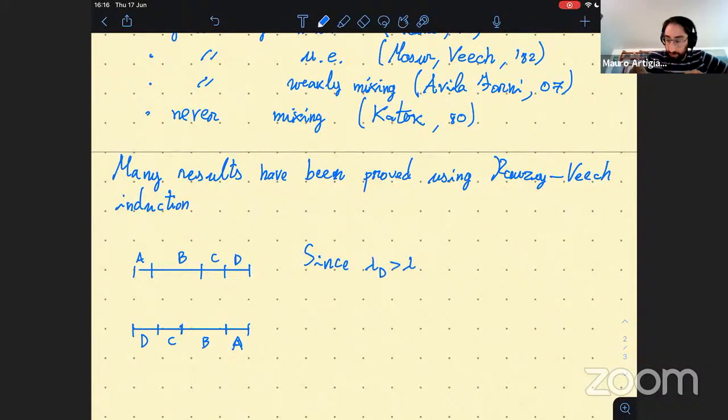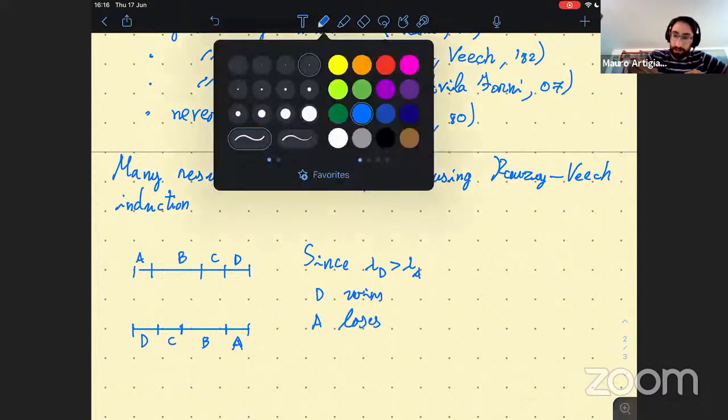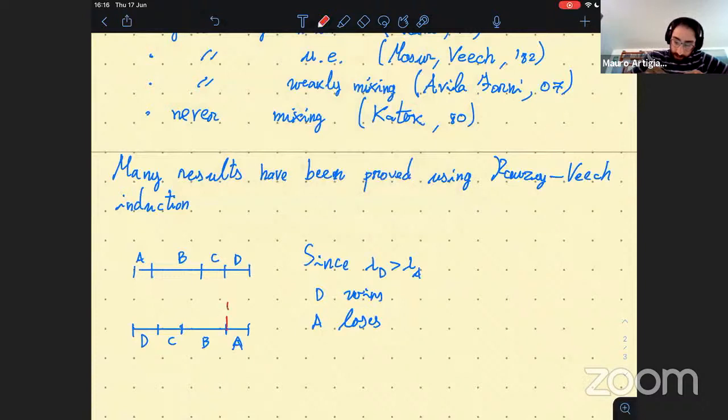So in this case, since the length of D is greater than the length of A, D wins and A loses. And what you do is that you cut the interval from here. So you remove this interval. And you still have an IT, because basically the points that belong to A now get mapped outside the interval, but they land in D. So after applying the original map twice, you will actually end up here. So now this is my D, it goes here, and this is A. Okay. So far, so good. Questions?